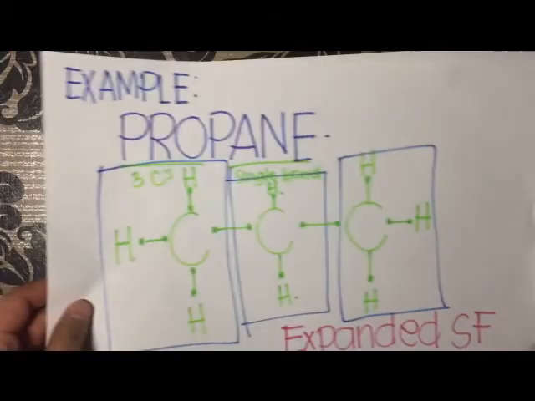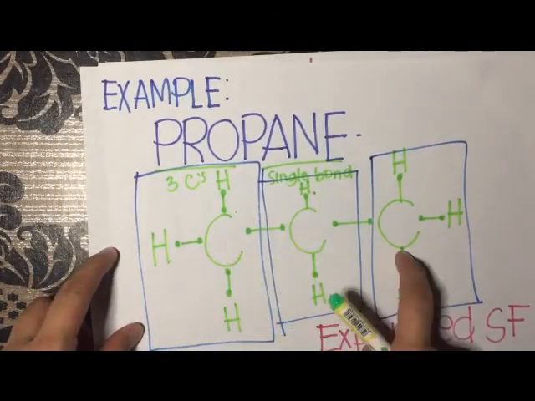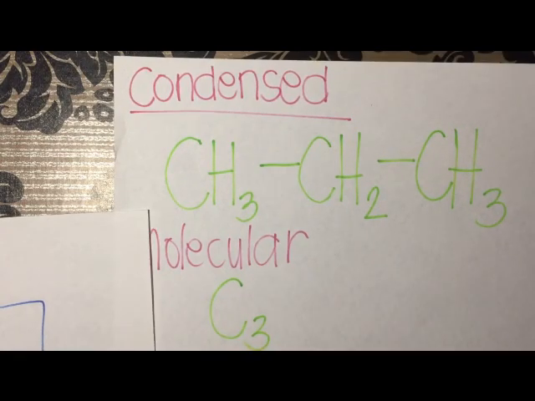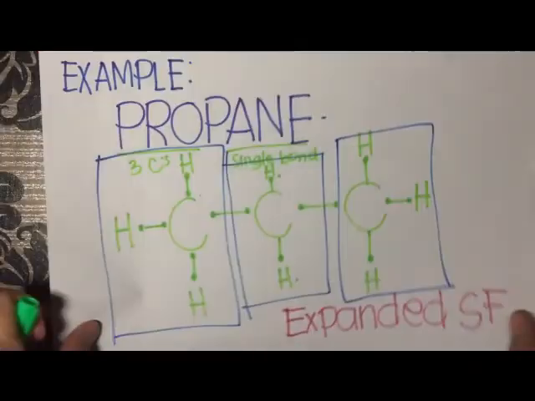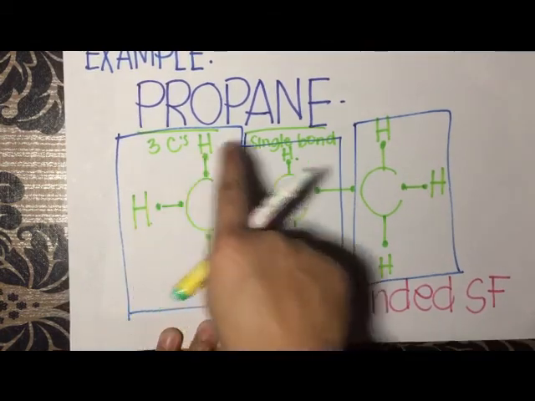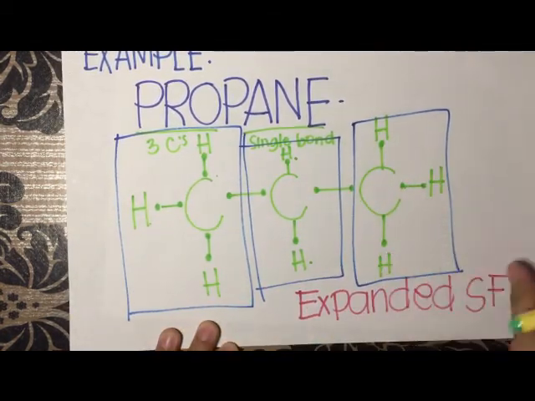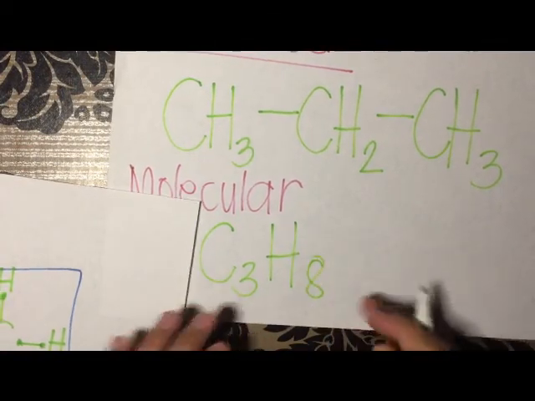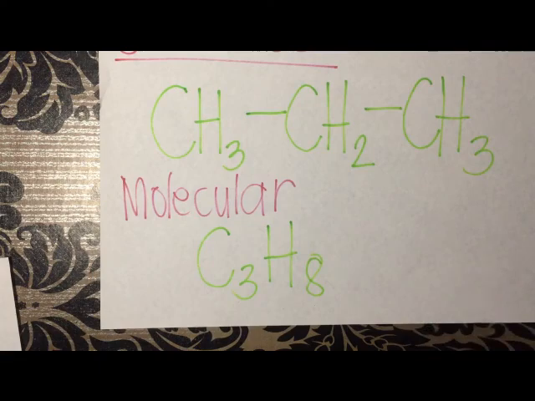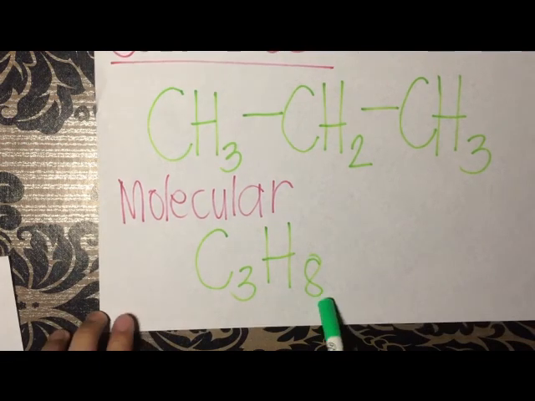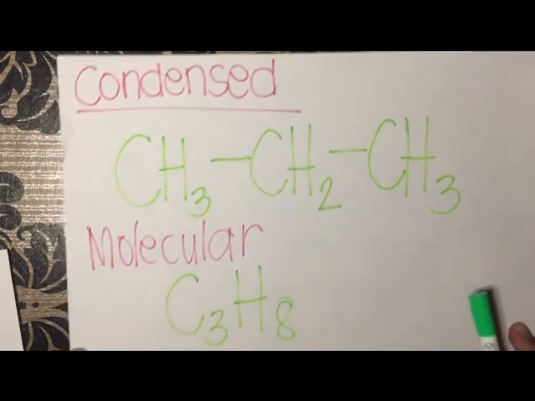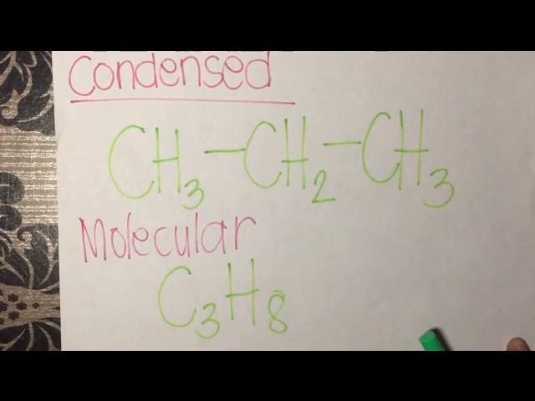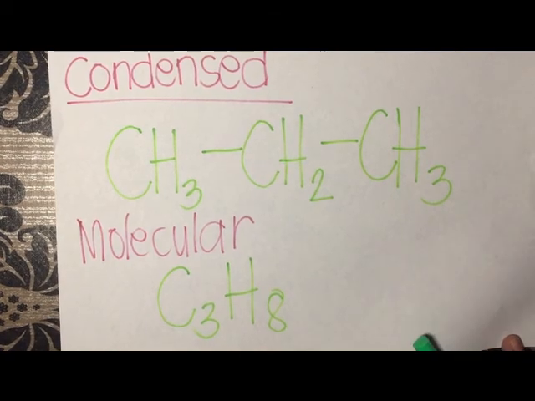So, ilang carbon ba yung nandito? We have 1, 2, 3. Right? So, C, 3. Yan. C3. How many hydrogen naman? 1, 2, 3, 4, 5, 6, 7, 8. H, 8. That's it. That is the molecular formula. Actually, meron tong formula pero search nyo na lang sa Google. But the easiest way is to just count the number of hydrogen and carbon present. Yun lang.